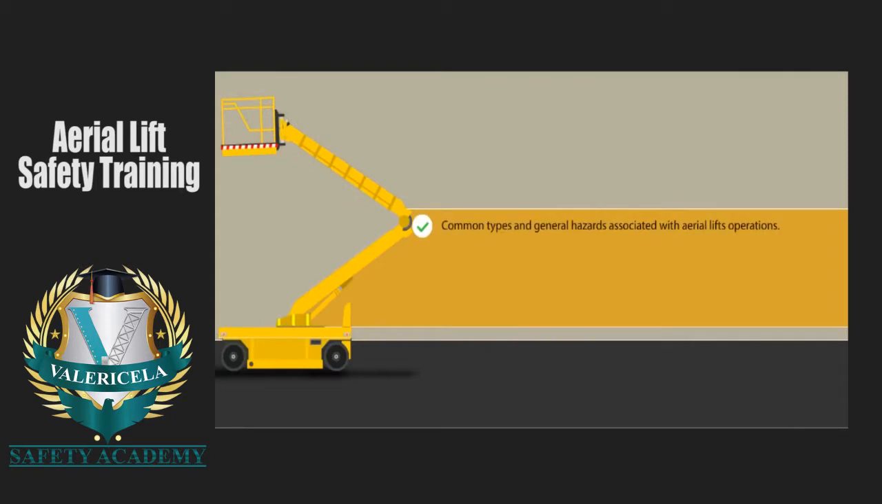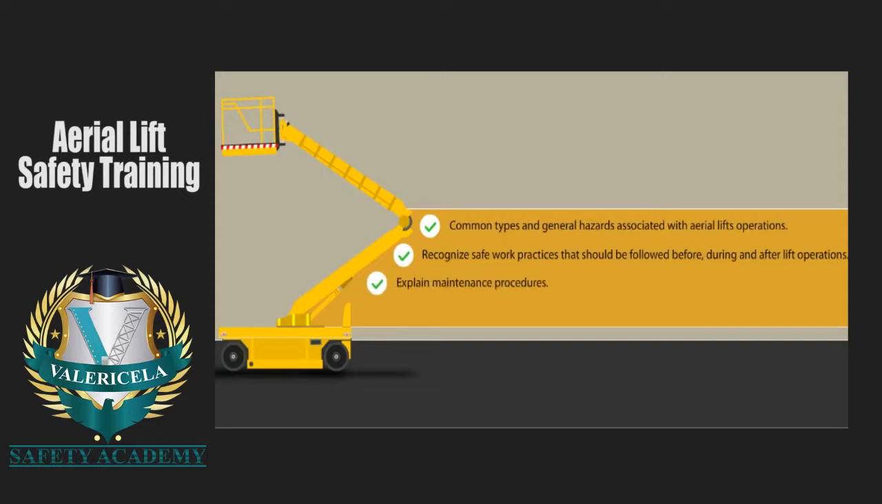This program covers the common types of aerial lifts and general hazards associated with aerial lift operations. It also helps you learn the safe work practices that you should follow before, during, and after operating aerial lifts, which will reduce your risk of any serious injuries. It explains how to maintain an aerial lift and describes the training required before operating aerial work platforms.